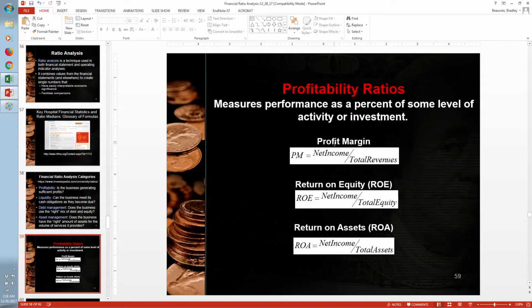First and foremost, profit margin: net income over total revenues. Net income, obviously, is from the income statement, and total revenues as well. Return on equity: net income, of course, coming from the income statement, and total equity now coming from the balance sheet. And return on assets, same sort of thing, income statement and balance sheet.